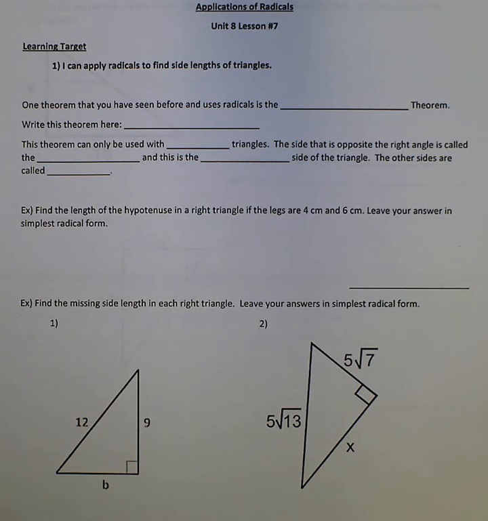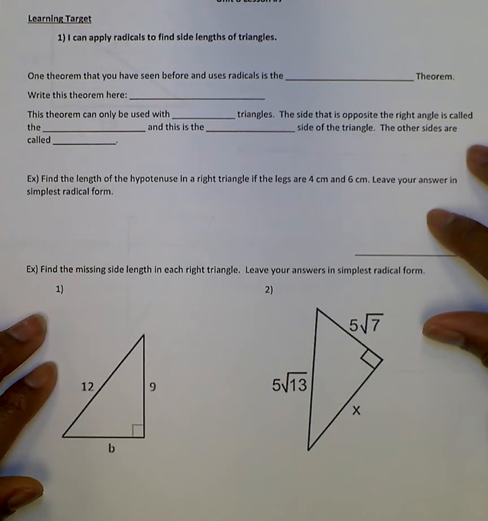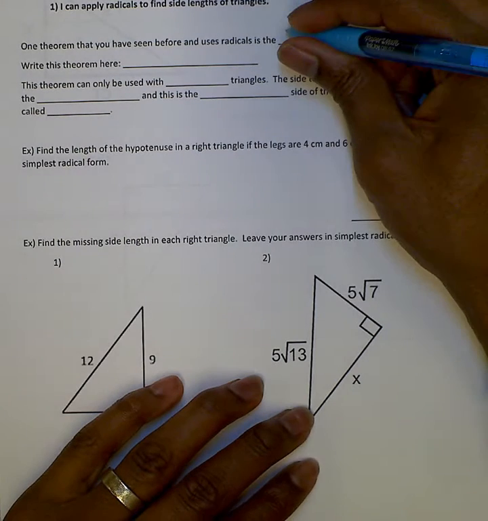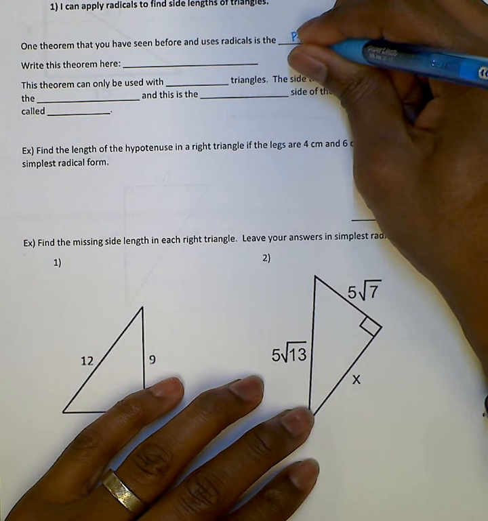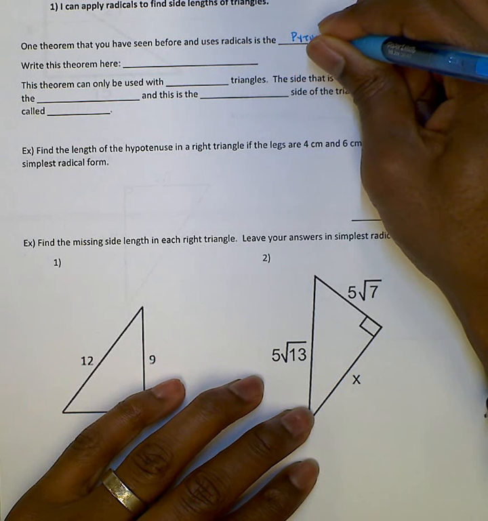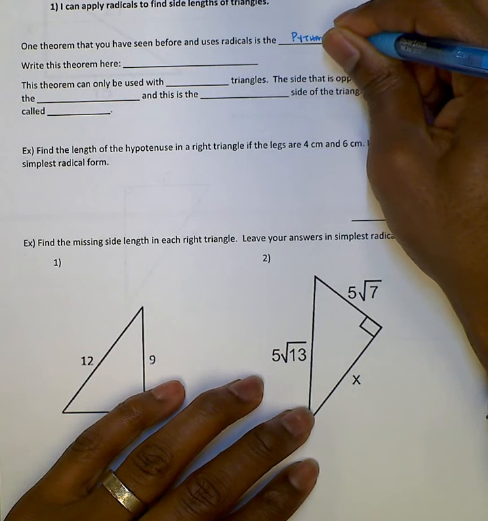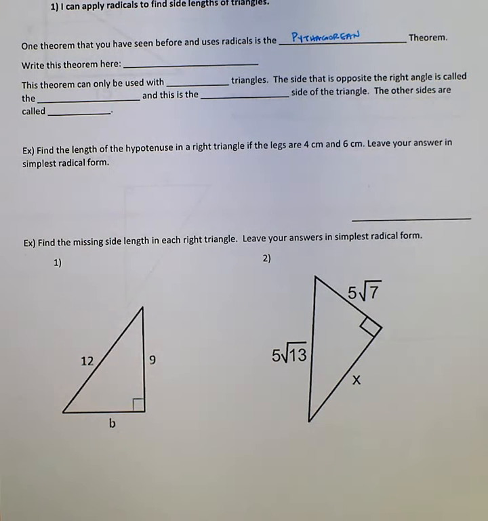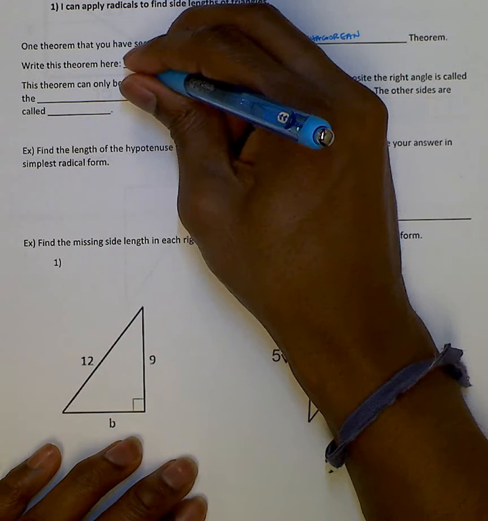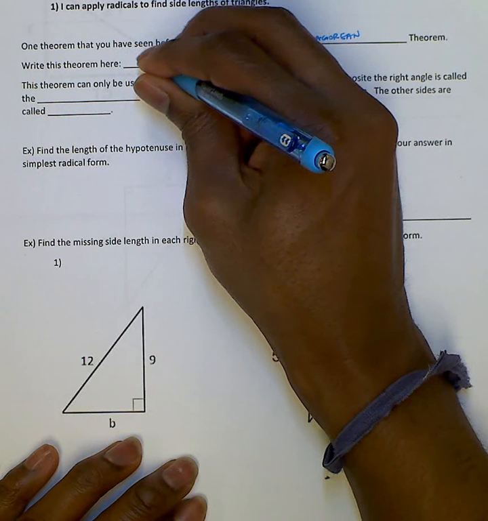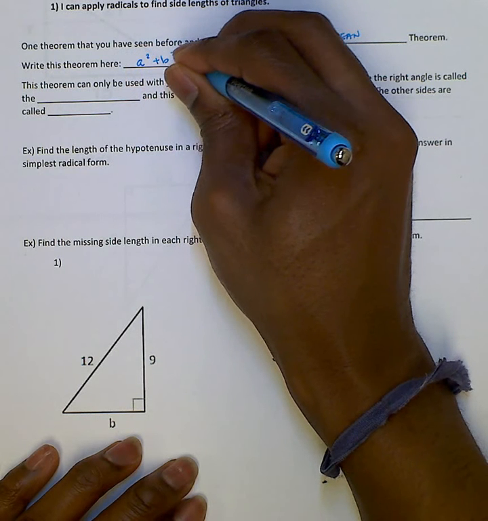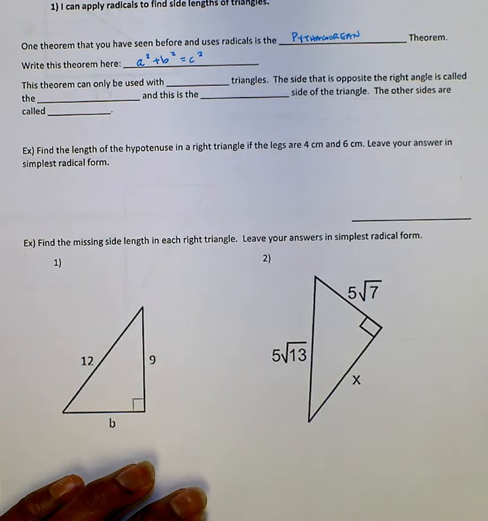One theorem that we've seen before that uses radicals is the Pythagorean theorem. And this theorem goes like this: a squared plus b squared equals c squared. This theorem can only be used with right triangles.